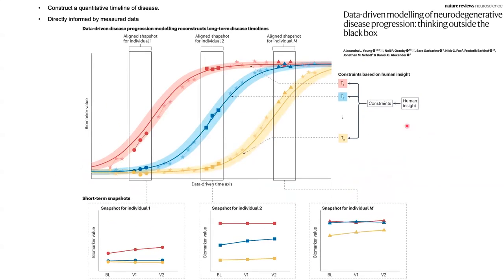And the idea behind data-driven disease progression modeling is to combine snapshots like this into a longer picture, a more holistic picture of the group level trajectory of disease progression, at the same time as estimating this data-driven time axis and the abnormality signature that comes along with it.